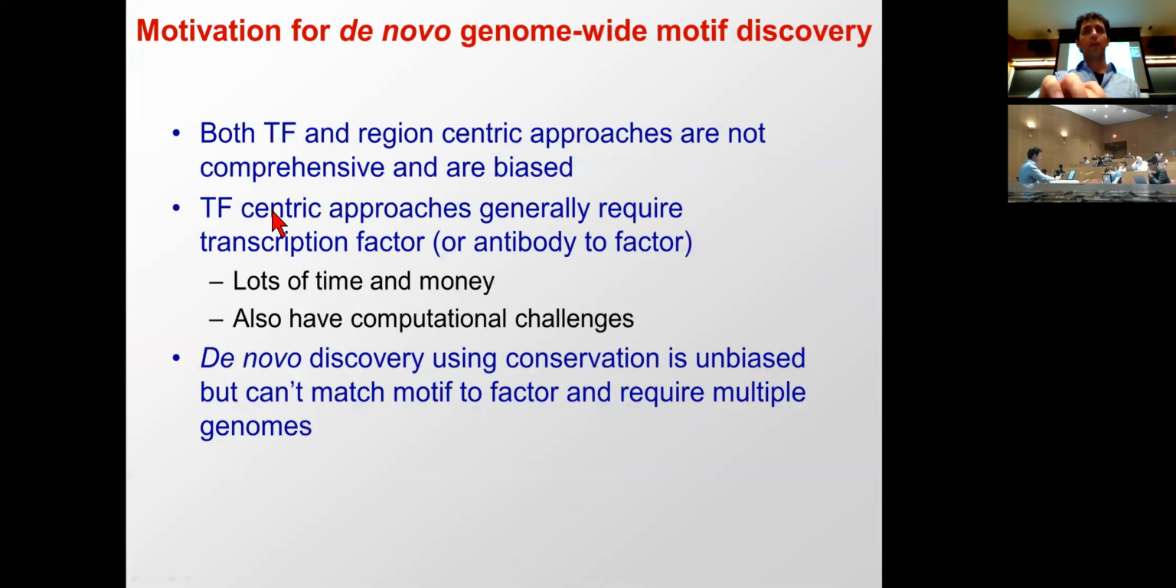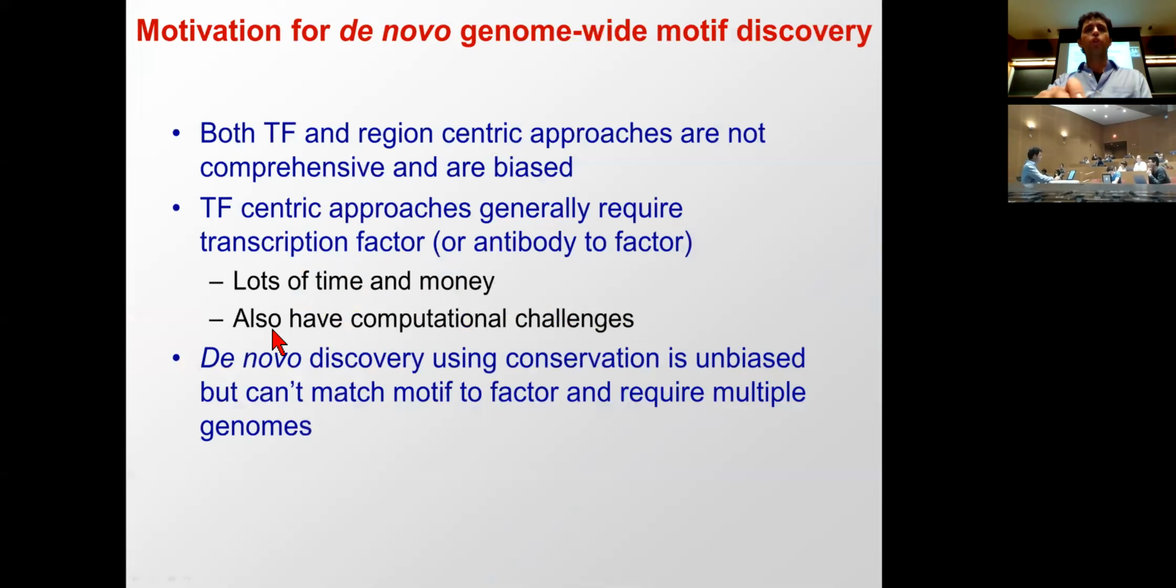But these TF-centric approaches require knowing the transcription factor or some antibody to a factor, and they take a lot of time and money to basically generate an experiment for every single regulator. There are thousands of transcription regulators in human. Not every one of them has been profiled experimentally.